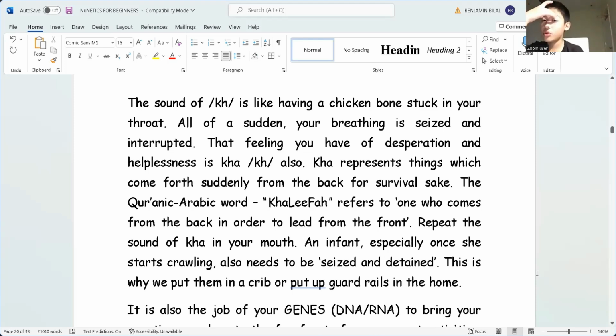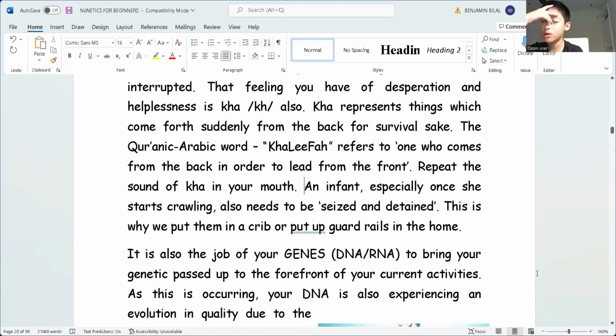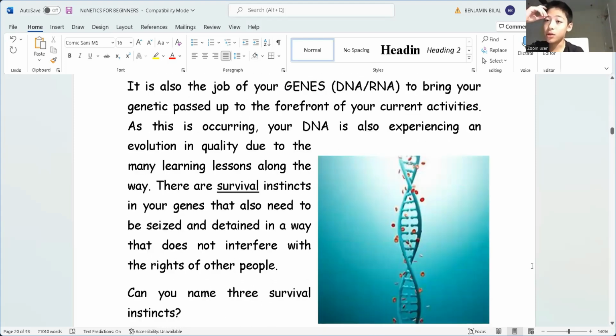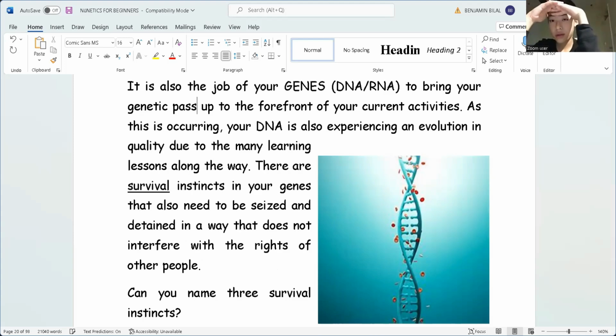Infant, especially once she starts crawling, she also needs to be seized and detained. This is why we put them in a crib or put up guardrails in the home. Very good. Continue. It is also the job of the genes, DNA, RNA, to bring your genetic past up to the forefront of your current activity. I made another mistake. Hold on. I was doing this quickly before you joined me. Let's try that again from the beginning.